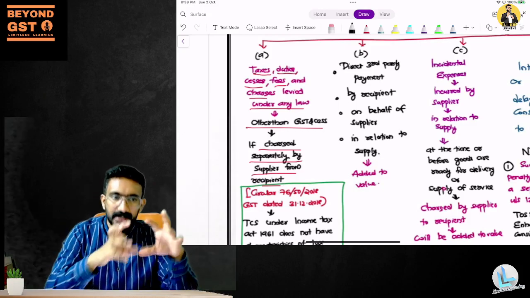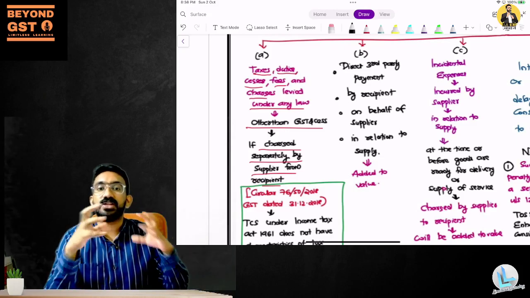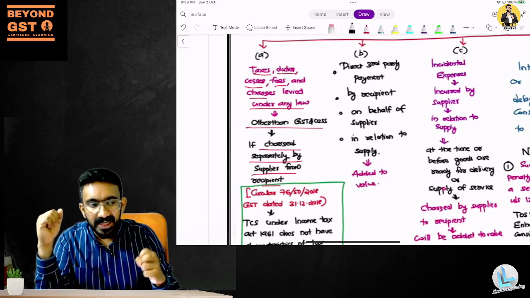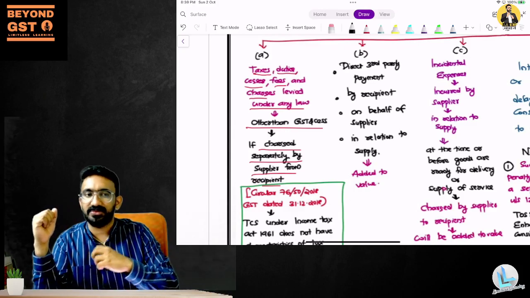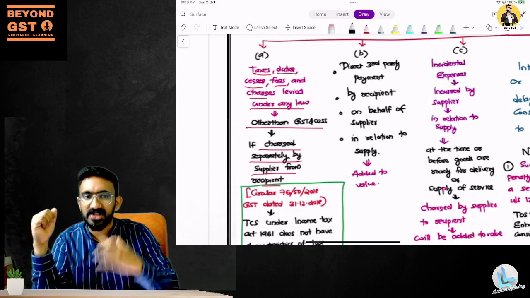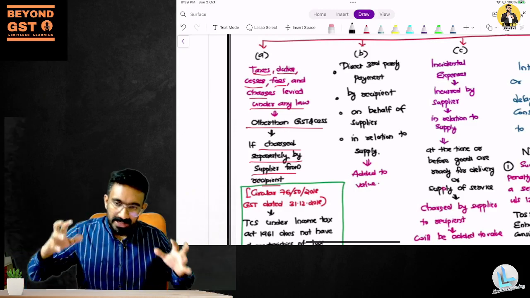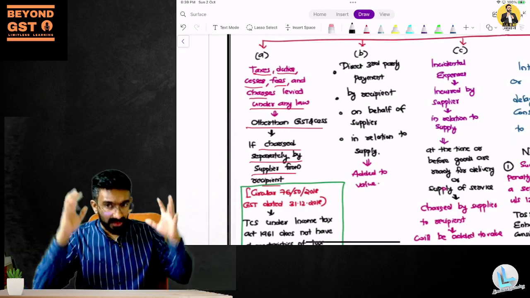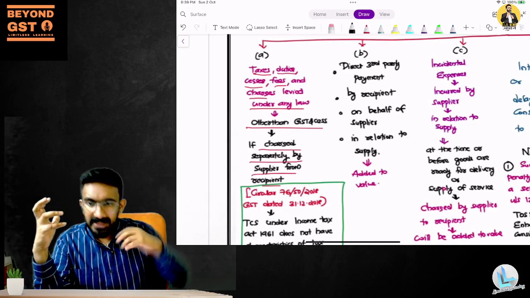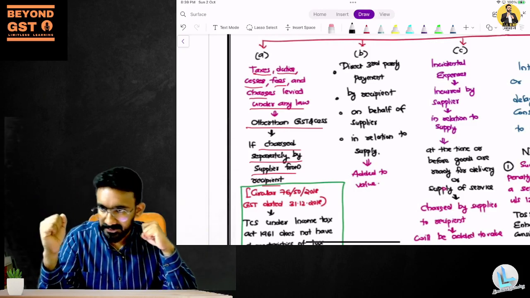So the "some other payment" is what the government is always confused about. What if people collect this amount and say that it's not part of the value? They're still getting the amount, but the GST is reduced. So the government said people will try to evade taxes, or people will try to structure the transaction so that they can pay lesser GST by this particular method.